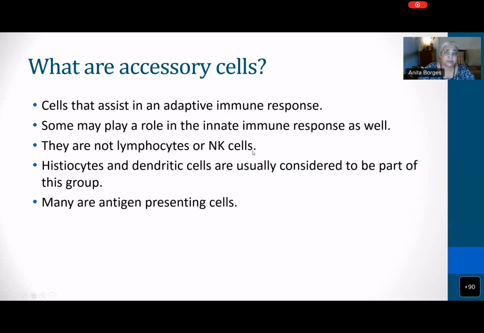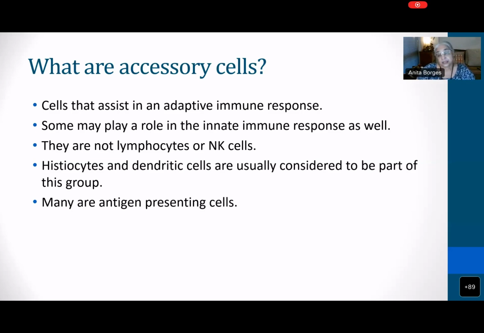Now, what Gaurik said is absolutely right. They are not lymphocytes or NK cells. They are completely apart from these, although they may share a certain lineage with the lymphocytes or NK cells right at the stem cell level in the bone marrow or other sites, and some have no connection with the bone marrow at all. And usually we refer to these accessory cells as histiocytes and dendritic cells.